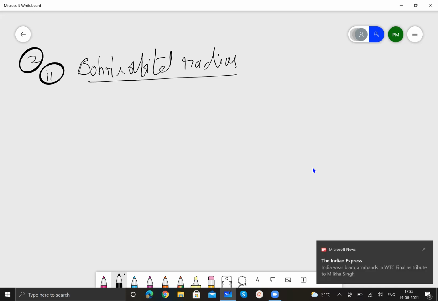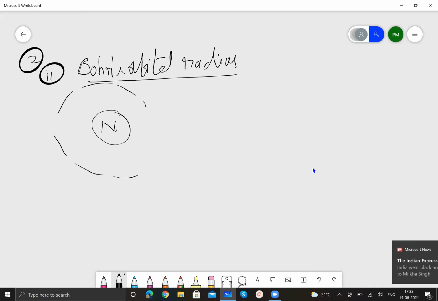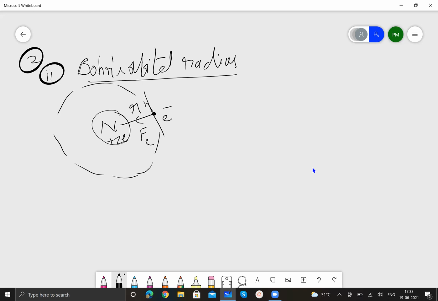So, Bohr's orbital radius. As I said yesterday, here is a nucleus. This is the electron. Nucleus has got a charge plus Ze, and the Coulombian force will be acting along the radius. This is the speed v and mass m.